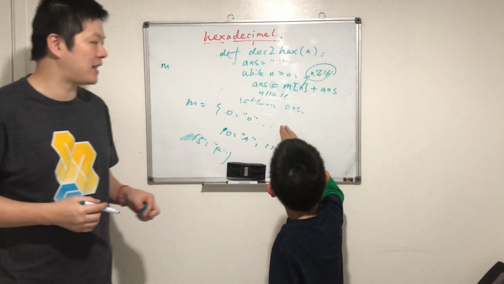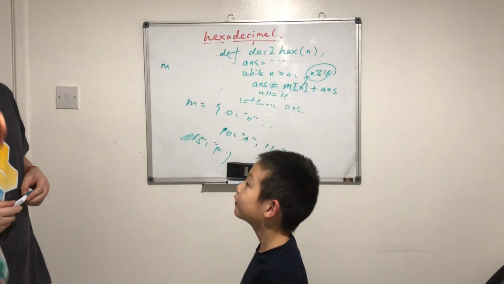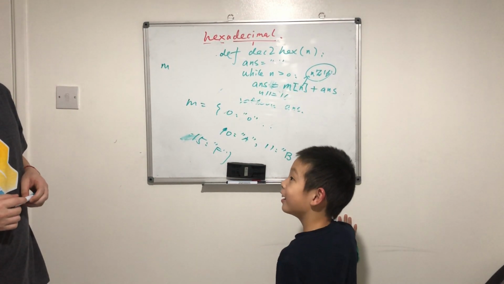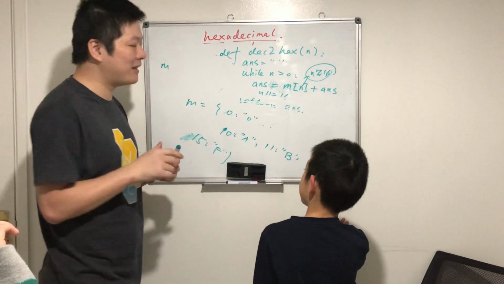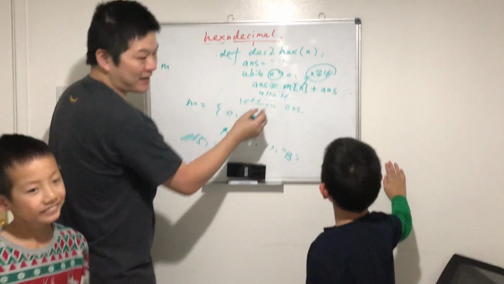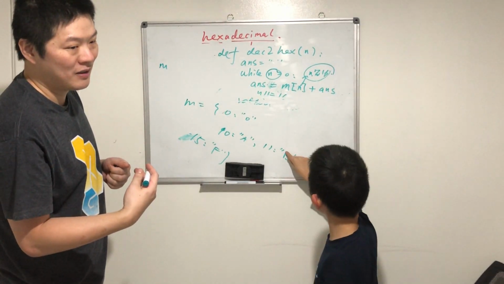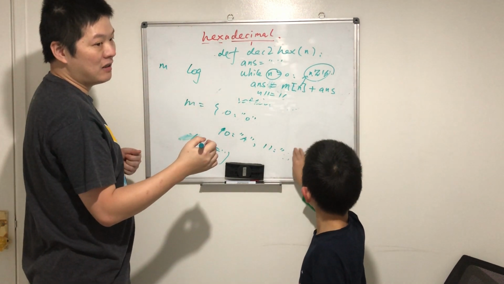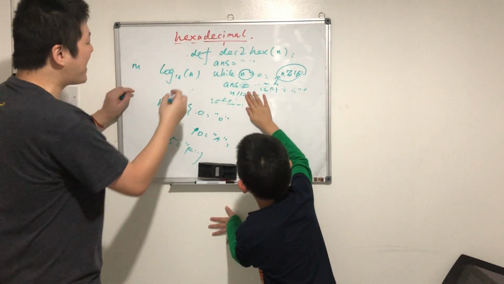What's the time complexity? O(1)? O(n)? O(log n)? You're not just guessing, because each time we divide n by 16. So how many times? It's log base 16 of n, right? So binary is log n.